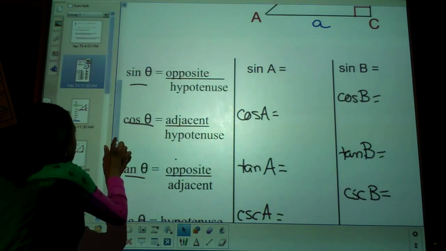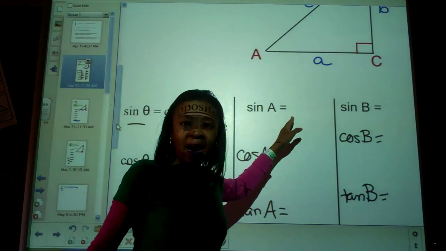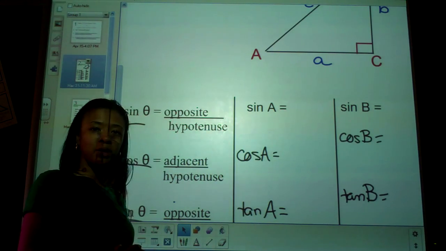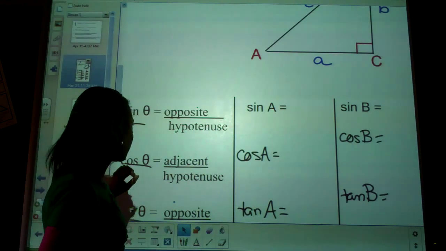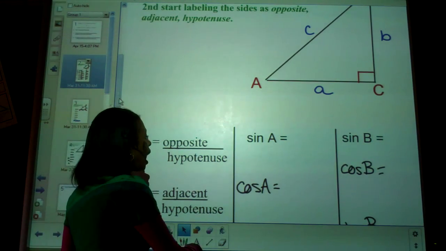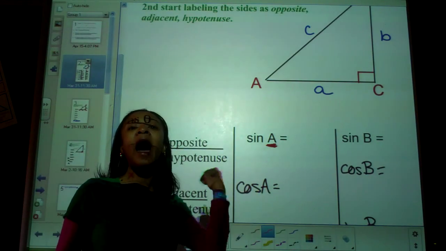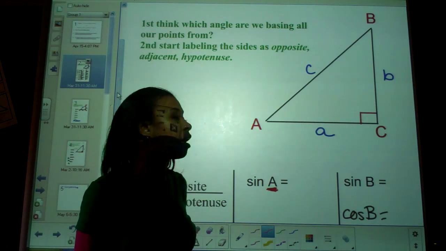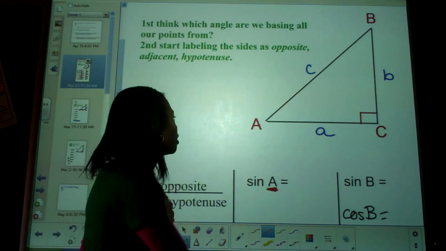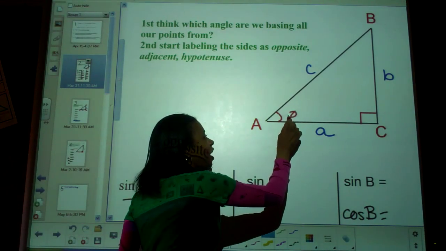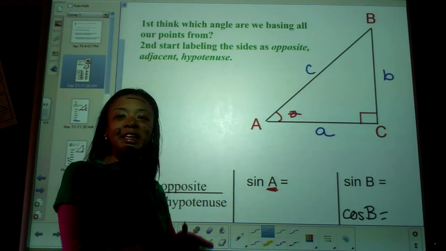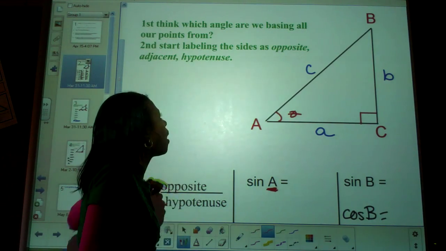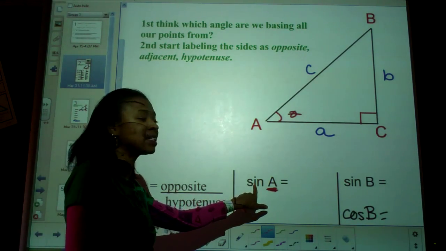Now, when I say the sine of A, you immediately know, oh, that means I want to compare the opposite and the hypotenuse leg. The minute I put sine A, I'm telling you which angle on this triangle ABC to compare. That means you have to reference angle A as theta. Everything is based off this angle A. So first things first, think about which angle you're basing everything from. In this case, sine A.